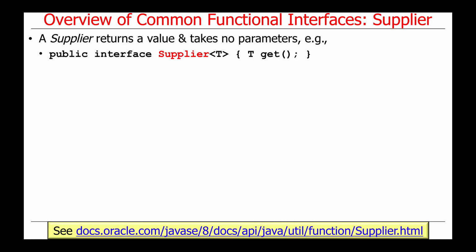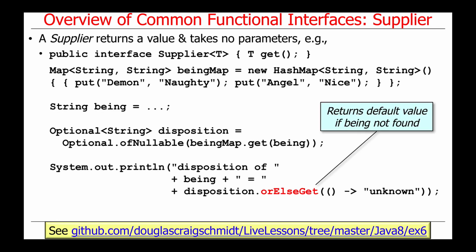The final functional interface we're going to talk about is called Supplier. Supplier returns a value and takes no parameters. So it's almost the inverse of Consumer. Remember, Consumer took a parameter and returned nothing. Supplier, in contrast, is going to take no parameters and return a value. So it's a generator of values. As you can see, it's parameterized by type T, and it has a single method in the interface called get, and that returns a type T.